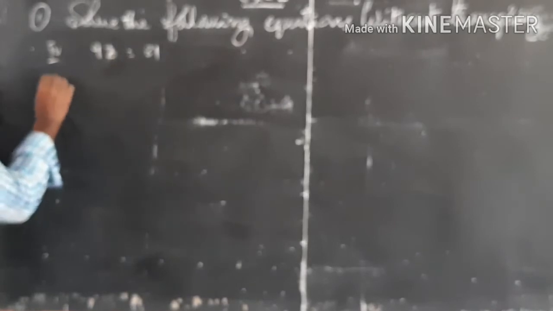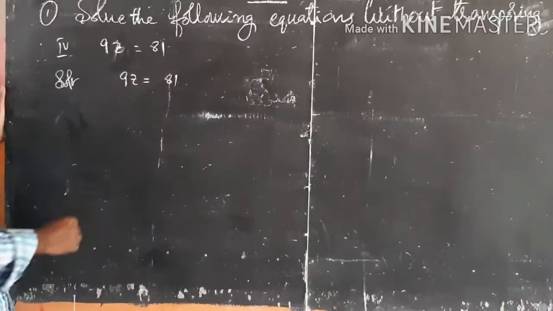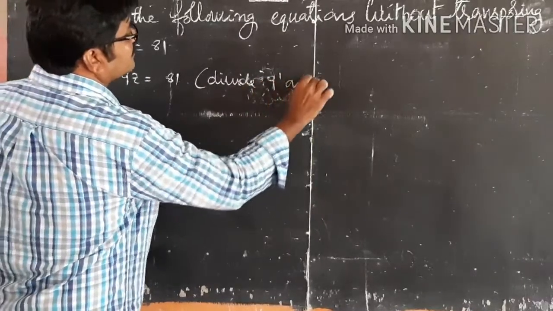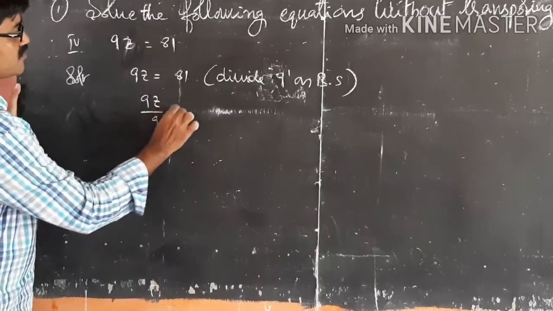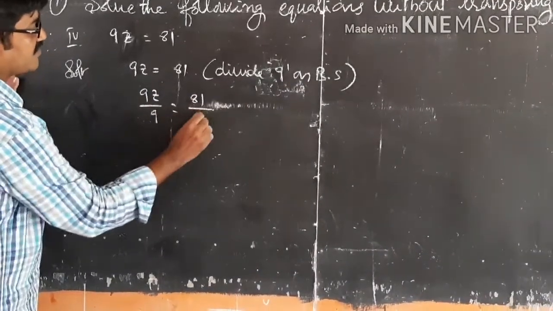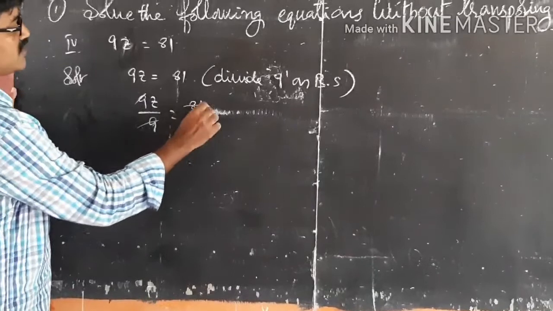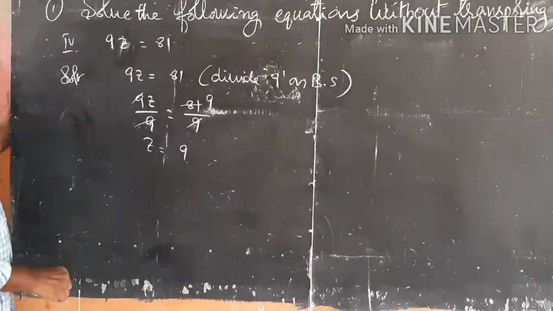Okay, children. Fourth sum, 9z is equal to 81. Solve the following equations without transposing and check your result. Let us see how to do this. 9z is equal to 81. Divide 9 on both sides. 9z by 9 is equal to 81 by 9. The 9 cancels. 9 goes in 81 how many times? 9 times. So z is equal to 9.